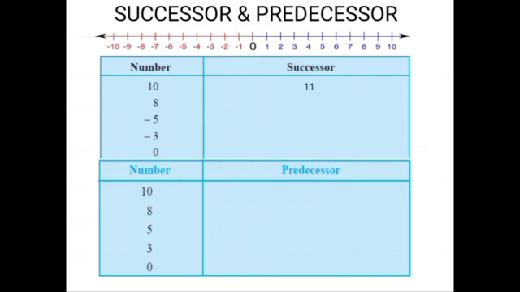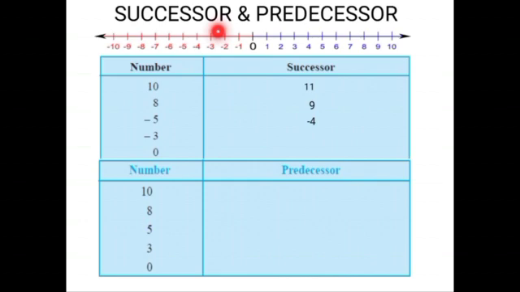What is the successor of 8? The number after 8 is 9. What is the successor of -5? The number on the right side of -5 is -4. So the successor of -5 is -4. So that we can clearly see that -5 plus 1 gives -4.